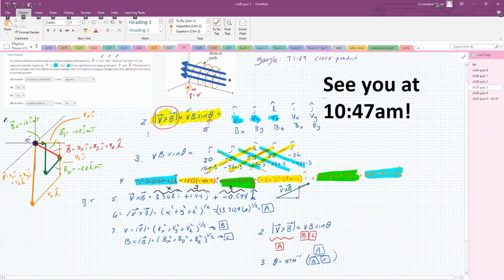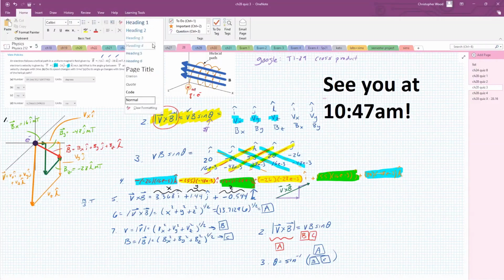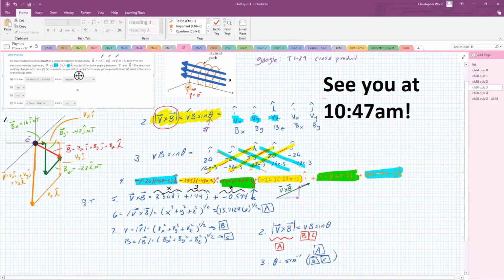Well, quite the heavy lift. We get the answer to part A. We actually know the angle between the velocity and magnetic field vectors, which is really saying something, considering, again, these are just shooting off into some arbitrary three-dimensional position. So that's impressive.